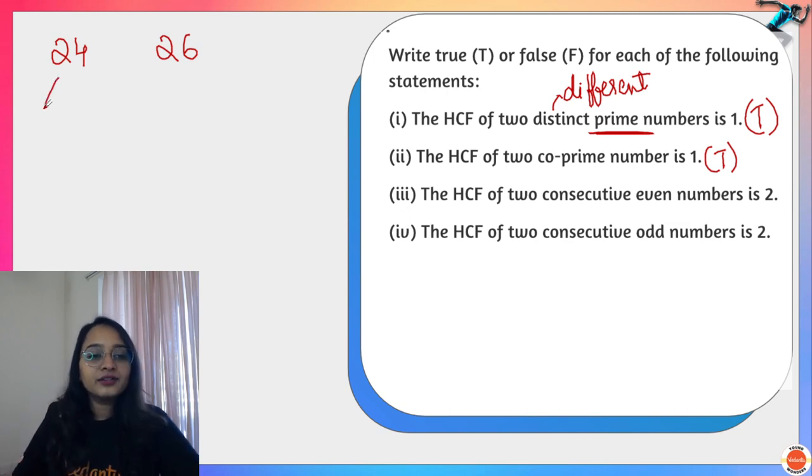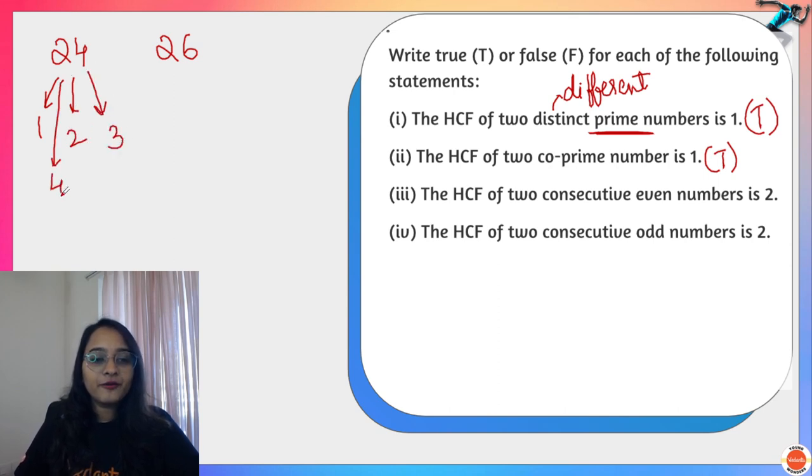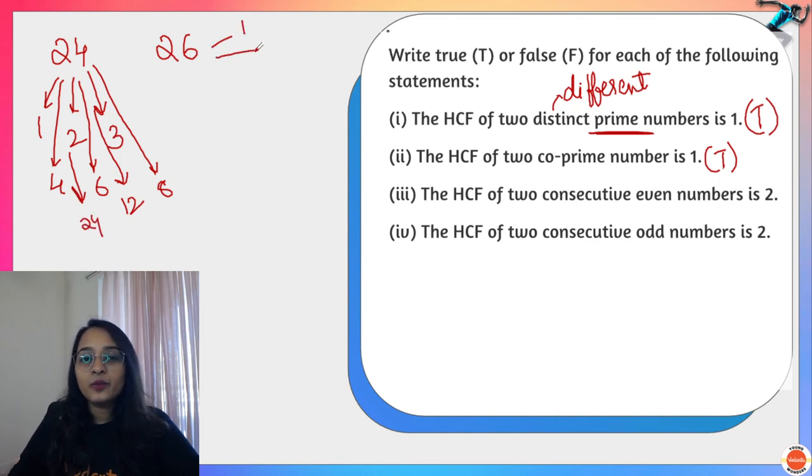So, what are the factors of 24? Let's list down. 1, 2, 3, 4, 6, 8, 12 and 24. Right? What about 26? 1, 2, 13 and 26.